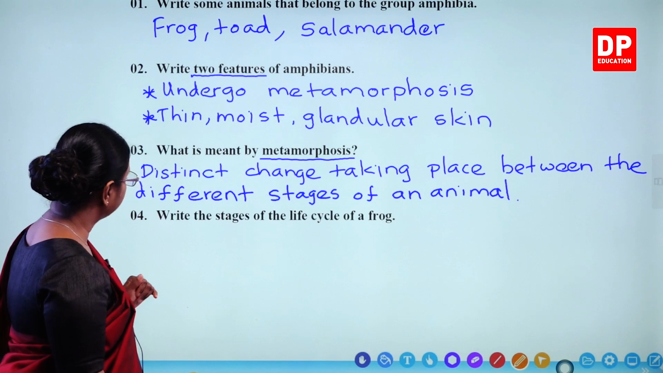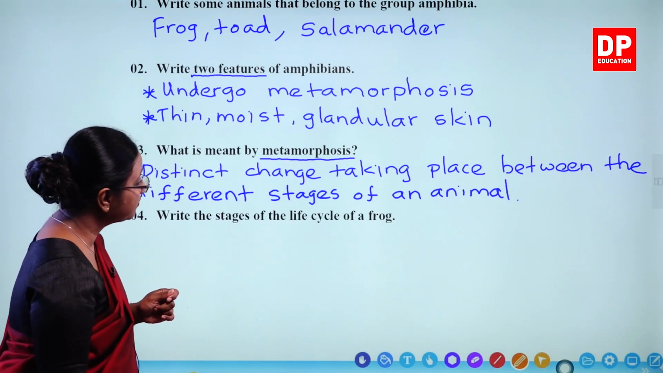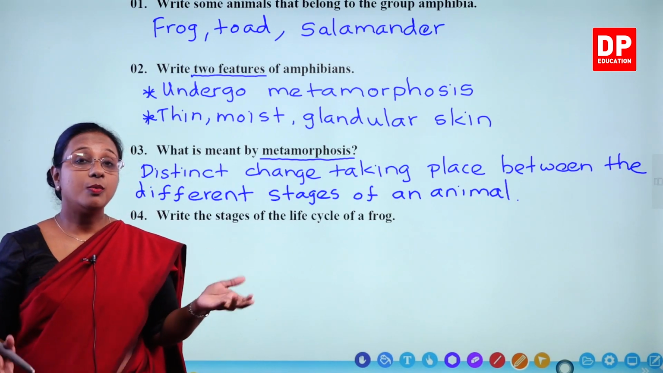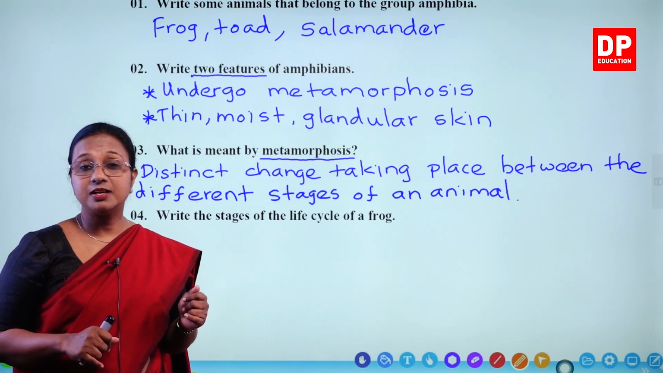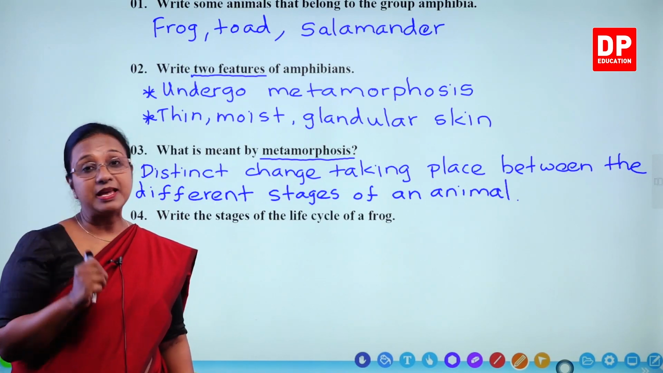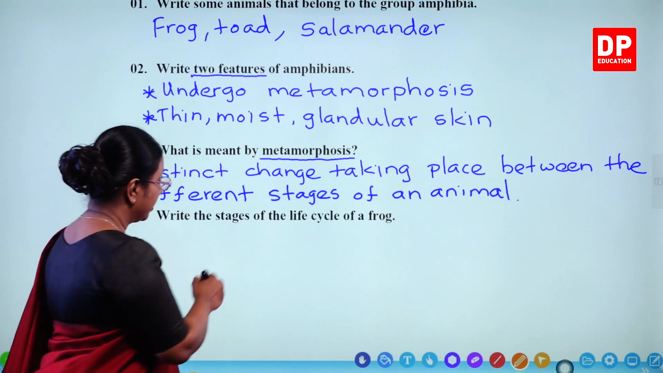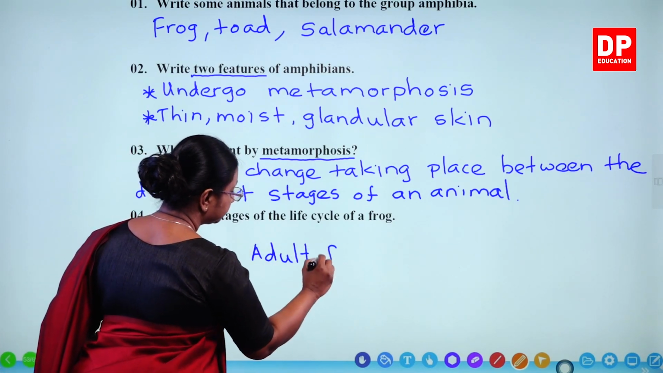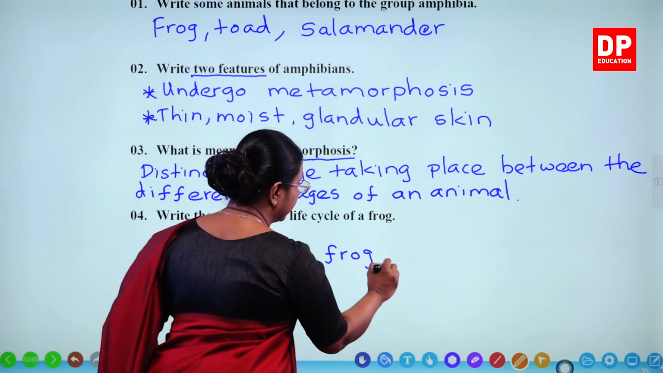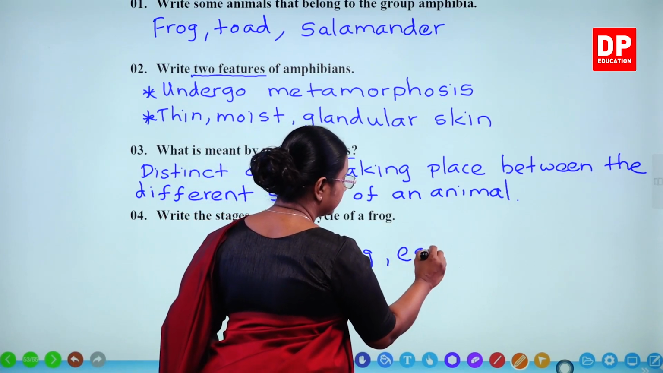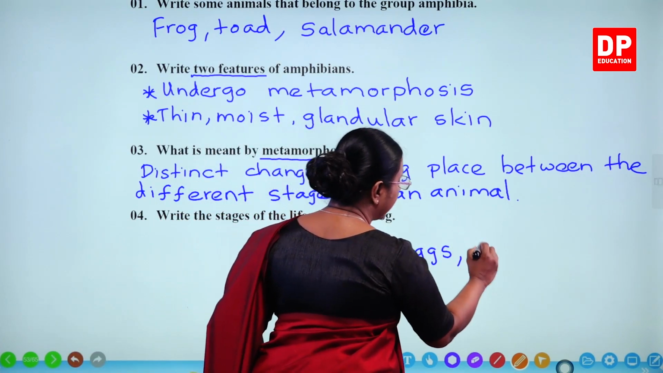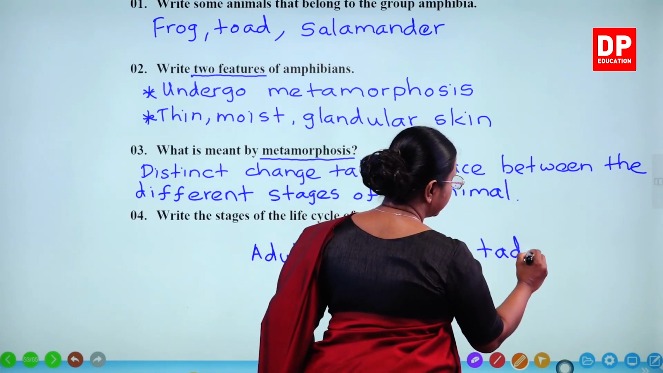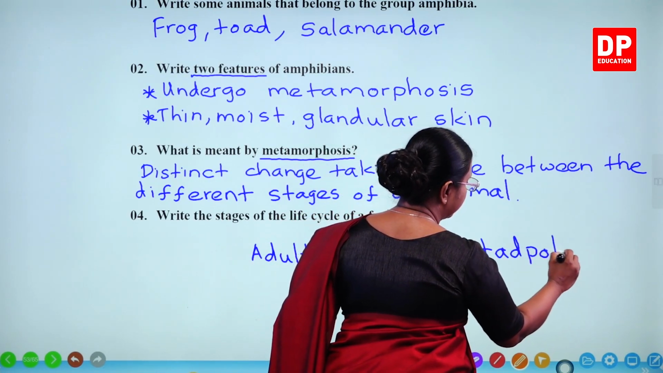Then the next one, write the stages of the life cycle of a frog. What are the stages of the life cycle of a frog? There are three main stages. There is the adult frog that lays eggs, and that hatches to form the tadpole.